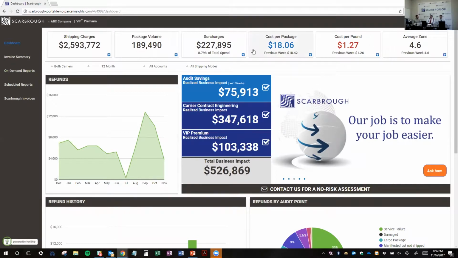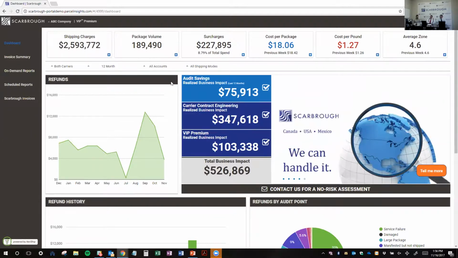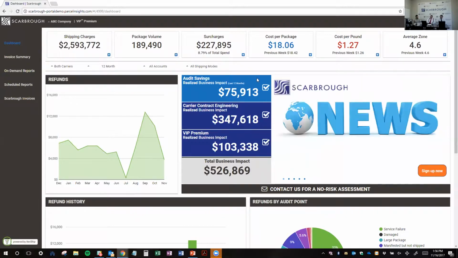So this is the actual intelligence platform, and this is kind of the diagnosis piece of the 3D approach. What we're looking at here is a live look of a $2.5 million shipper. And essentially, this is a way for us to repurpose the data that is provided via the audit.